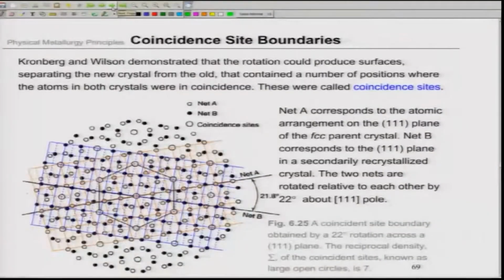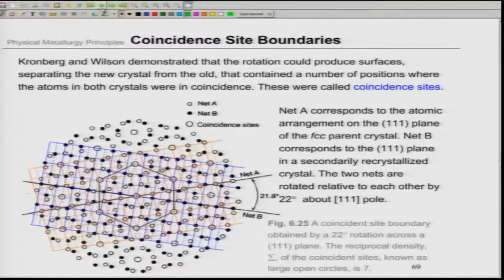Okay. Now, there is another important concept, let me just introduce it in another few minutes, and this is basically coming from the book of Reed-Hill, Physical Metallurgy Principles, Robert Reed-Hill. This concept is known as coincident site boundaries. Long back both Kronberg and Wilson showed that dislocations can produce surfaces separating the new crystal from the old that contain a number of positions where atoms in both crystals were coincident.